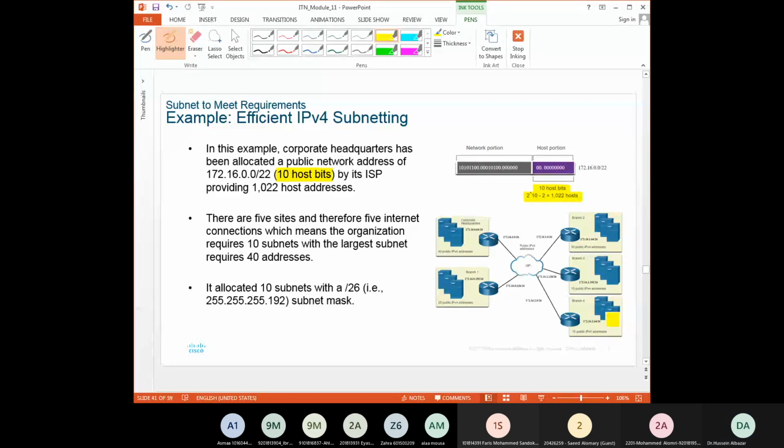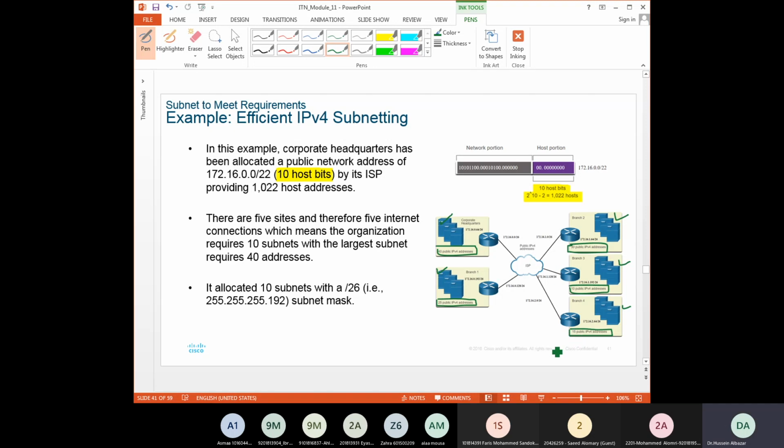1, 2, 3, 4, 5. Now, for the first one, we need 40 public IPv4 addresses. For the second one, we need 25. Next one, we need 30 public IPv4 addresses. The next one, 10. And the last one, 15 public IPv4 addresses.